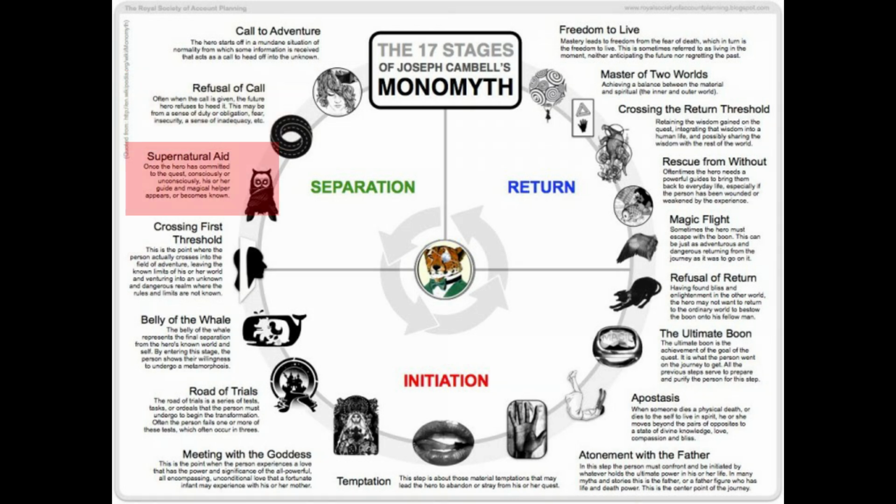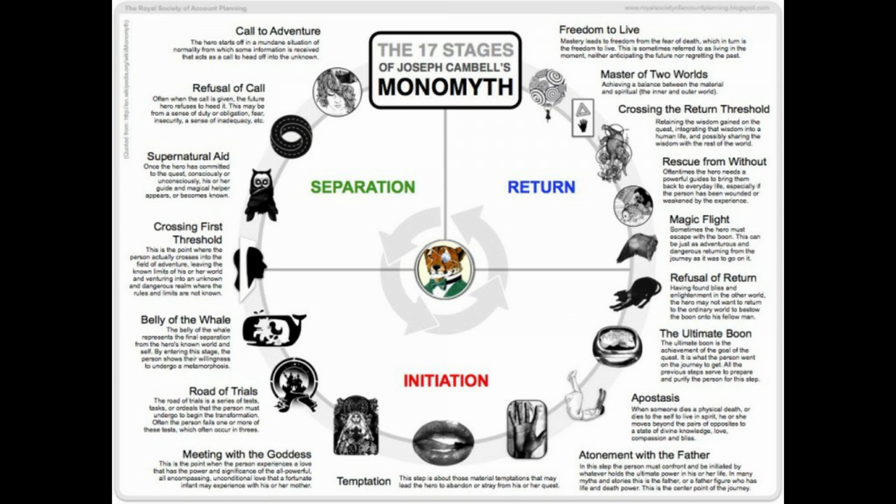Then next is supernatural aid. What is that? Training with the Force with Yoda at Dagobah. And then it moves on. But getting away from that, that's the pattern that he's seeing. Crossing a first threshold, now you've got a river or something like that. Belly of the whale, you're inside of something. Road of trials, there's a bunch of issues that you have to have, or that are part of the story.